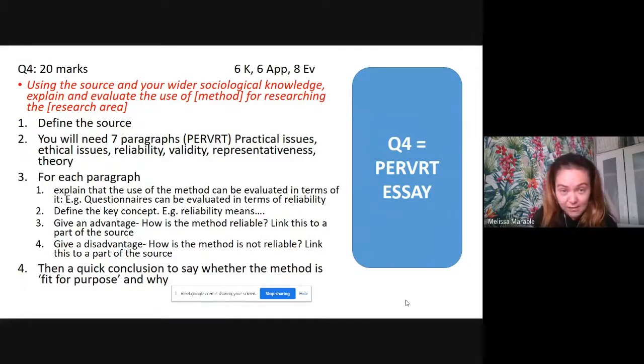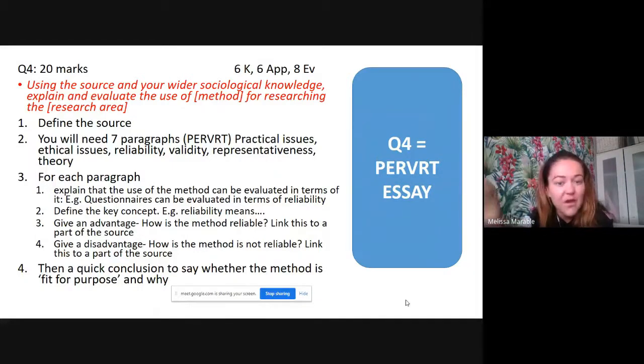So for this essay, I've put for each paragraph, point number 1, explain that the use of the method can be evaluated in terms of it. So e.g. questionnaires can be evaluated in terms of reliability. Then you'll give all the strengths of how questionnaires are reliable, but then how are they not reliable? So you do practical, ethical, reliability, validity, representativeness, and then theory. Yeah, 20 marks. But I've spent about half an hour on this, to be fair.